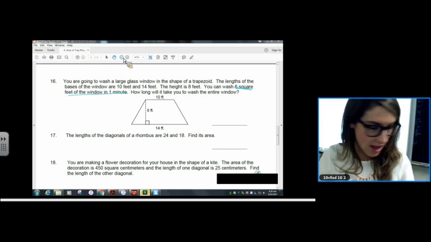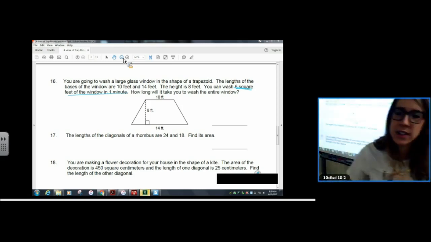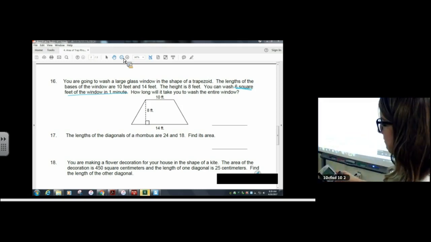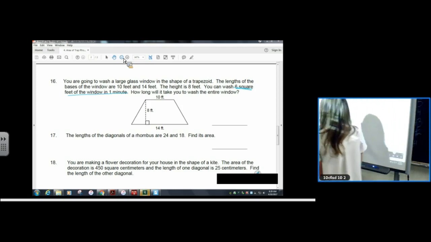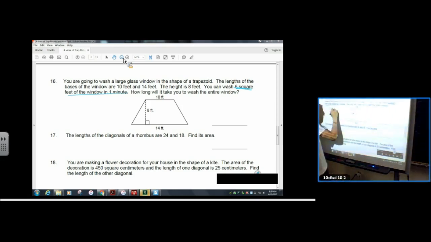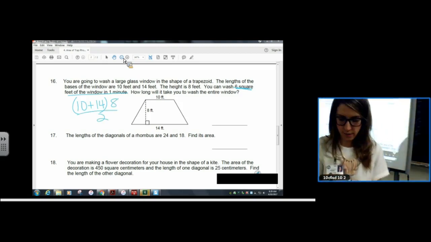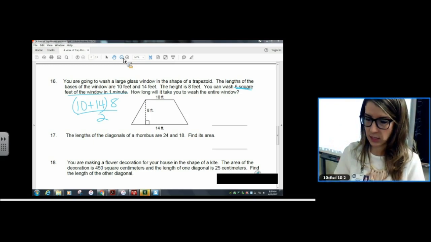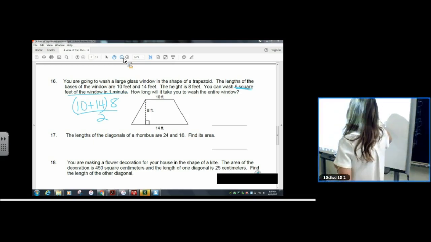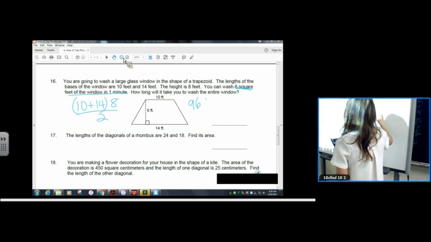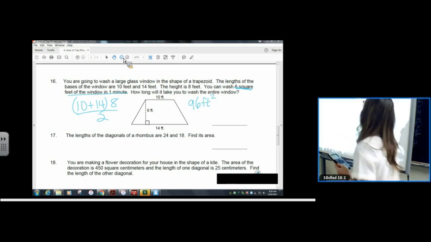We're washing the area. And the hard part of this problem is not finding the area of a trapezoid, because look at this. Base 1, given to you. Base 2, given to you. Height, given to you. Nice. So 24 times 8 divided by 2. So we need to wash 96 square feet.